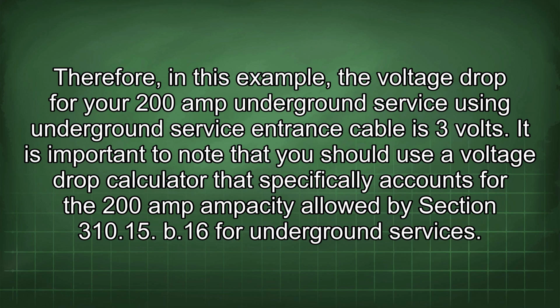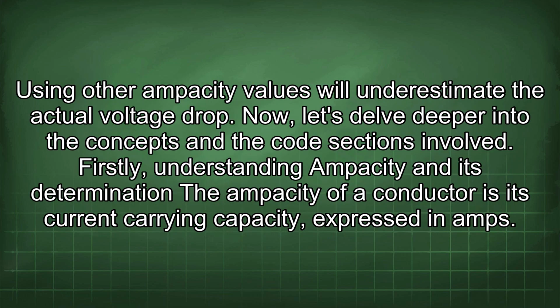It is important to note that you should use a voltage drop calculator that specifically accounts for the 200 amp ampacity allowed by section 310.15(B)(16) for underground services. Using other ampacity values will underestimate the actual voltage drop. Now let's delve deeper into the concepts and the code sections involved.